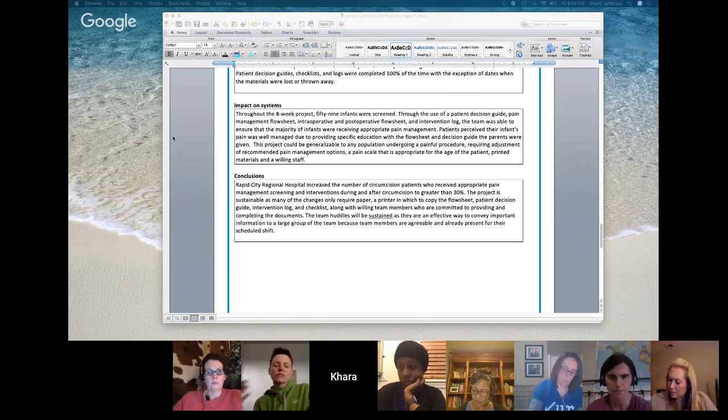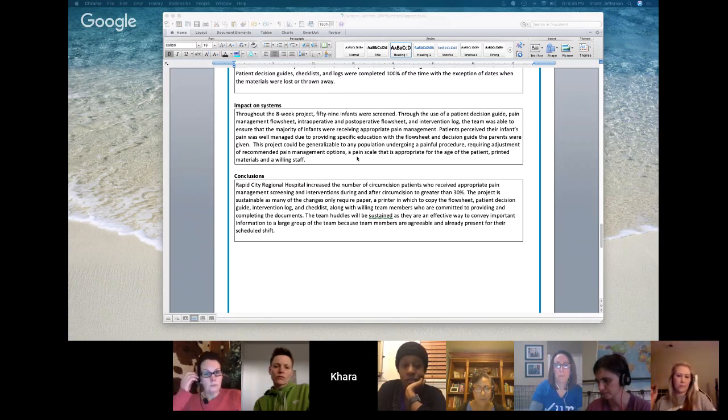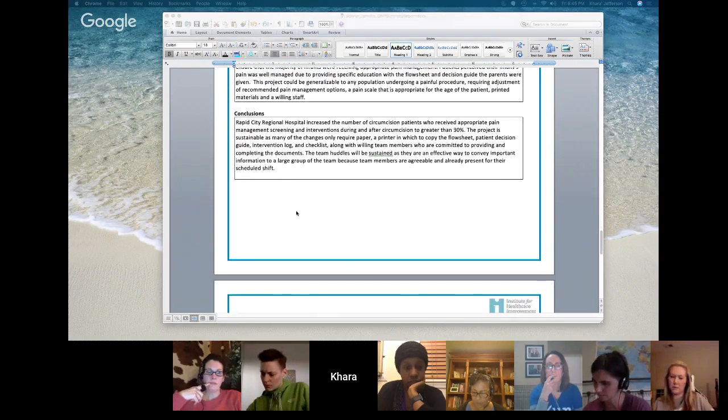And then she goes on to tell us that parents perceived their infant's pain was well managed due to providing specific education with the flow sheet and decision guide the parents were given. The project could be generalizable to any population undergoing a painful procedure, requiring adjustment of recommended pain management options, a pain scale that is appropriate for the age of the patient, printed materials, and a willing staff. So she's got all those elements that we need in there. She's got impact and generalizability. And then we go to the conclusions.